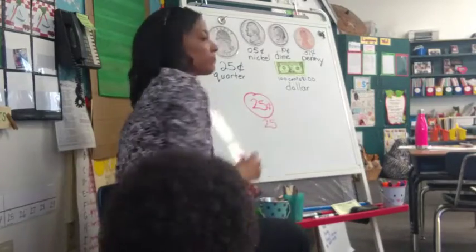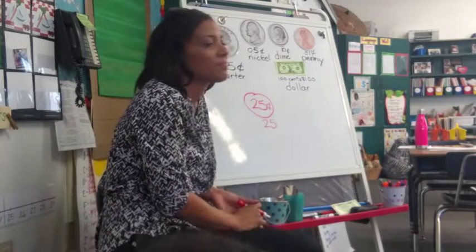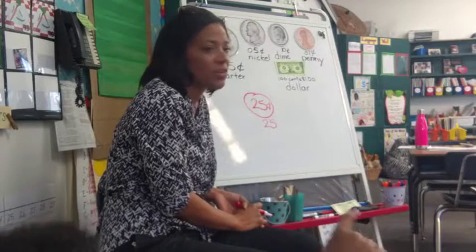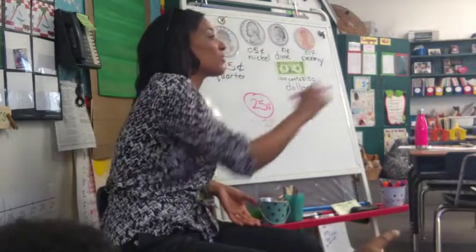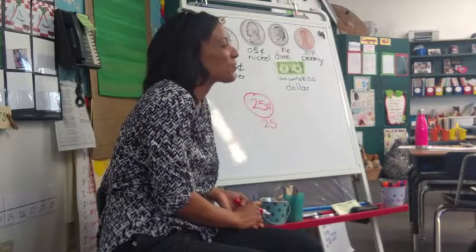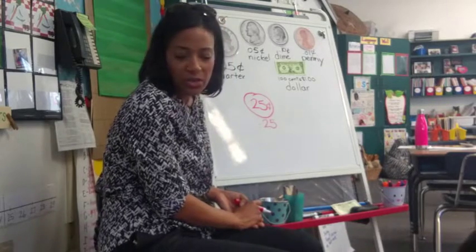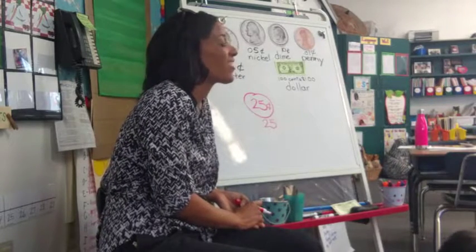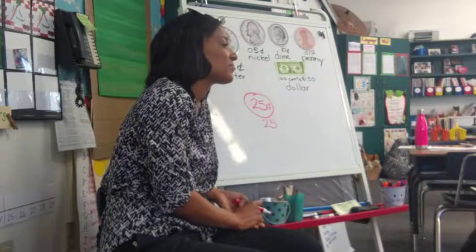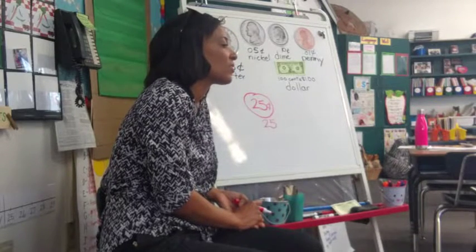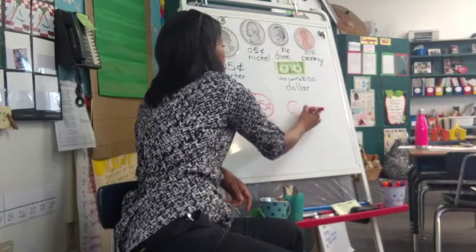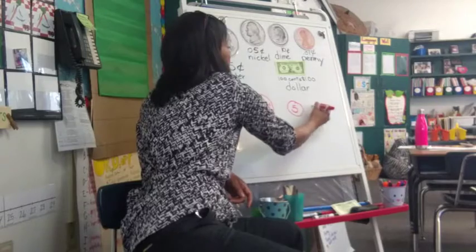4 quarters. Is there another way that we can make 25 cents? That's one way. Is there another way? I don't have enough quarters. Huh? What's on your board? 4 quarters is a dollar. A nickel, 5 quarters equals a dollar. You used a nickel, 5 pennies.